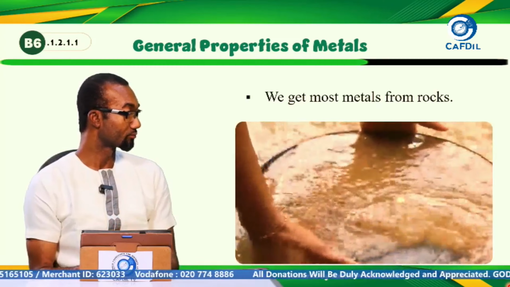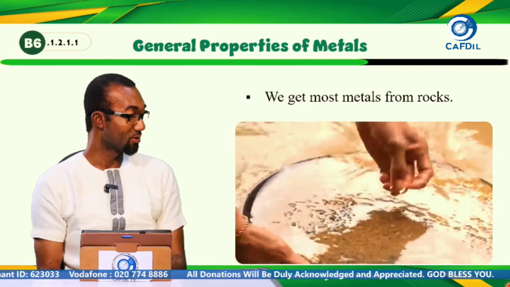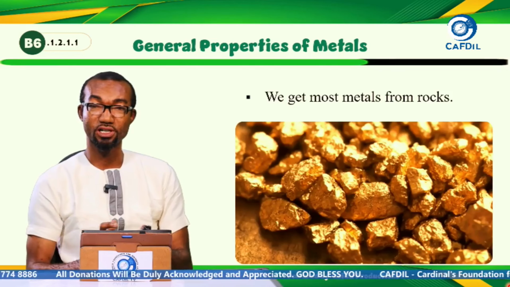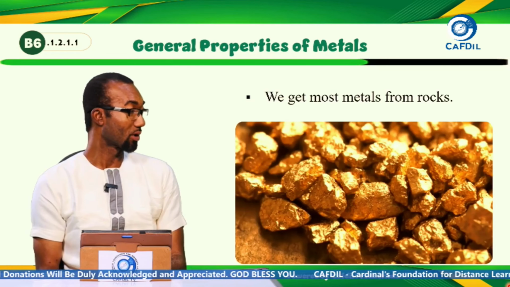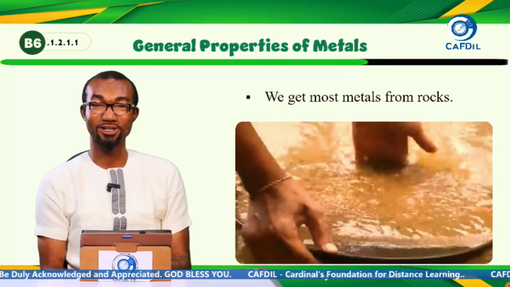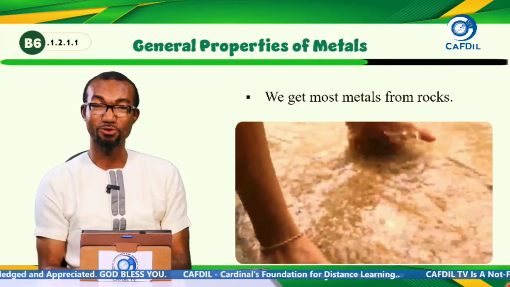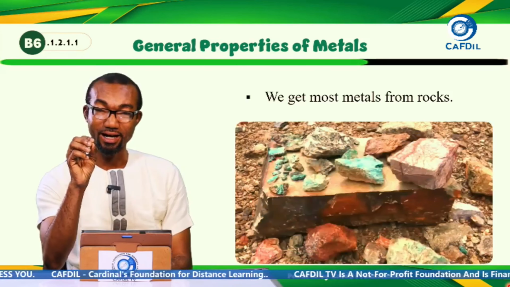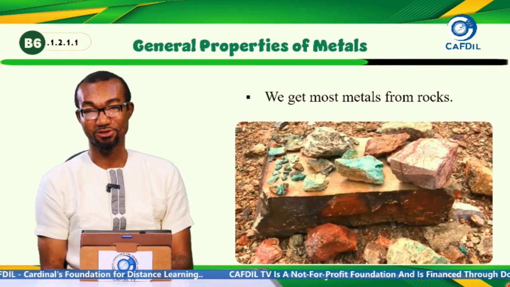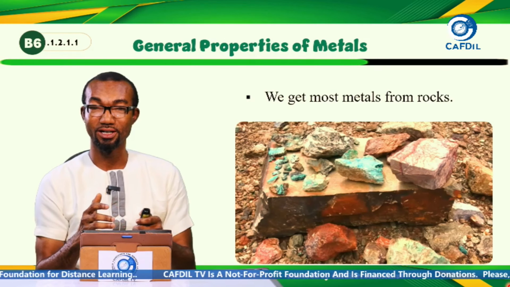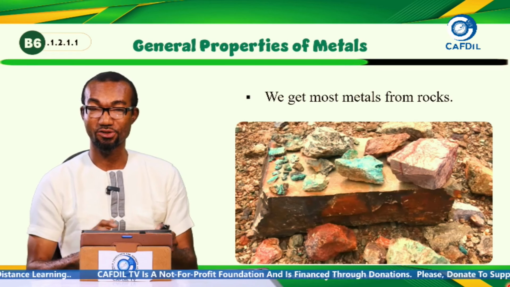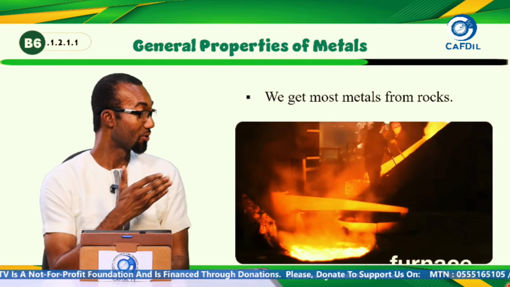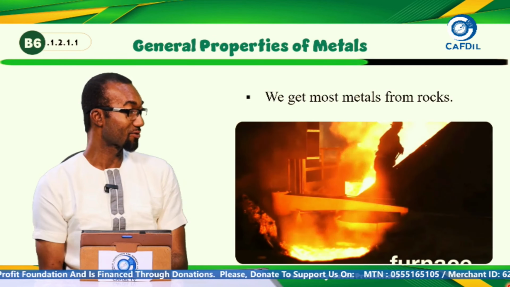This is gold, and what the person is doing is called panning. When they collect the soil, they wash the gold in running water. And that is what is destroying our water bodies. Those who do this galamsey and small-scale mining, this is the activity they do that destroys our water bodies, because when you take the gold, you have to wash the soil in running water so that it will bring the gold out. So we get most metals from rocks.